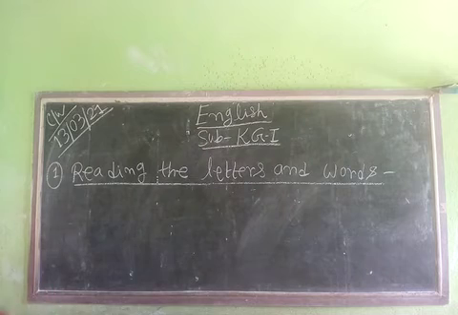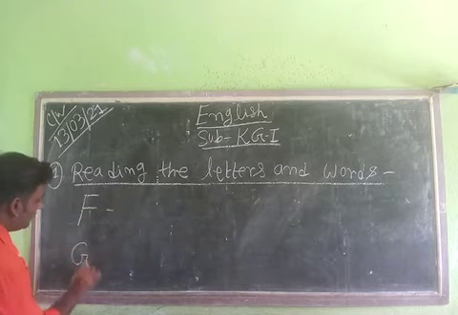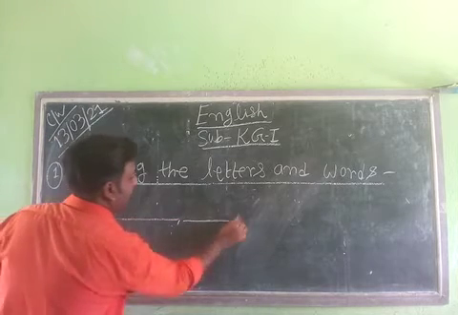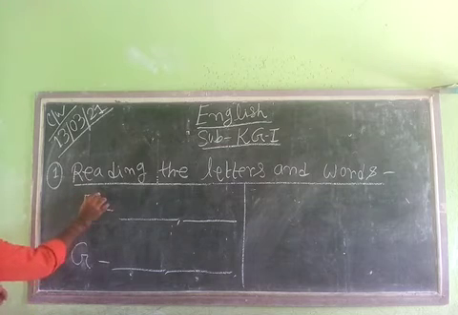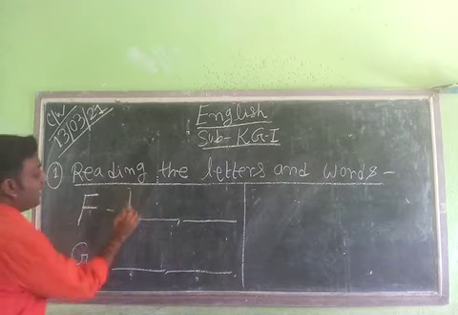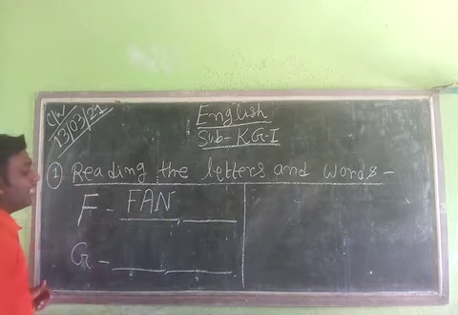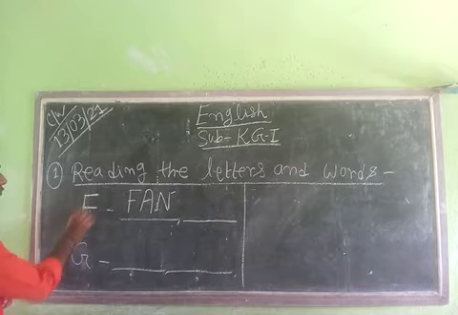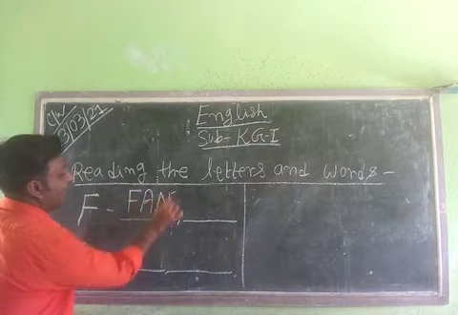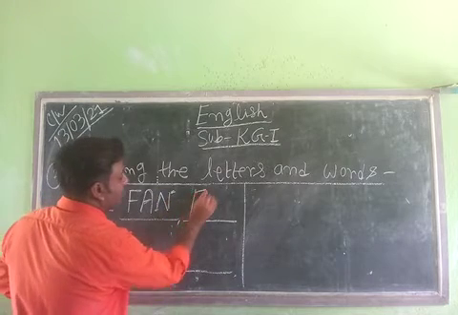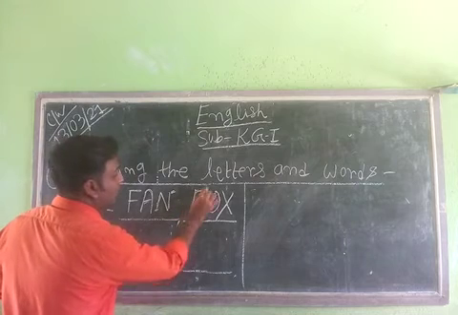Look at the board. Our first letter F. What is this? It is capital F and F for F-A-N, fan. Look at the board and say loudly F. F for F-A-N, fan. Next word F-O-X, fox. What is this? It is fox.